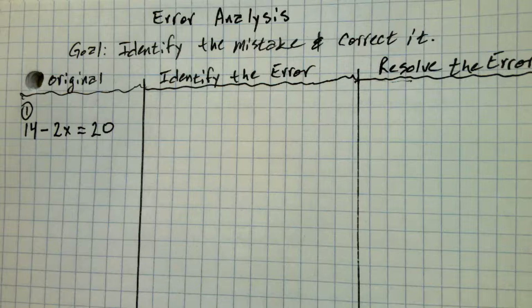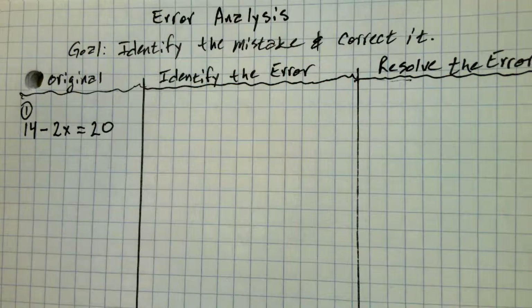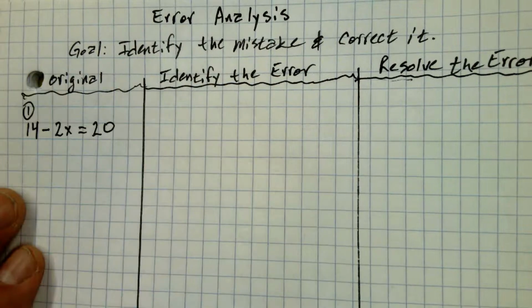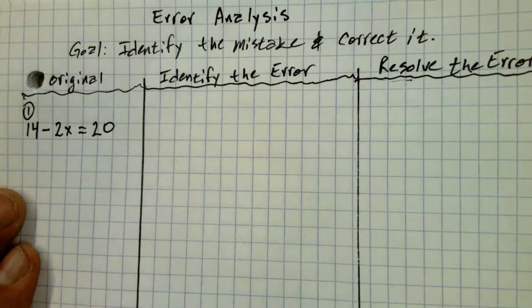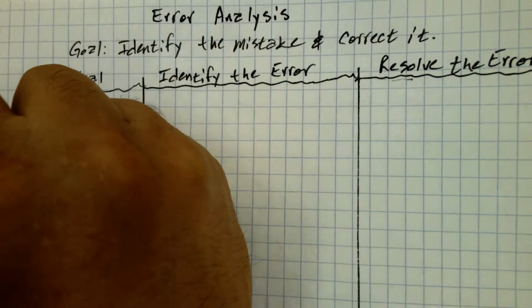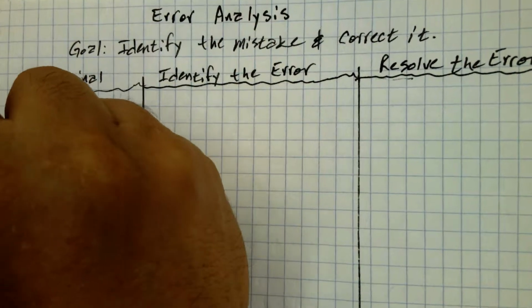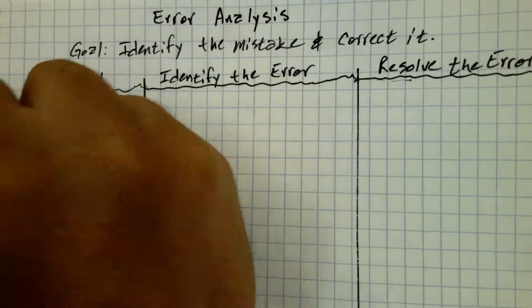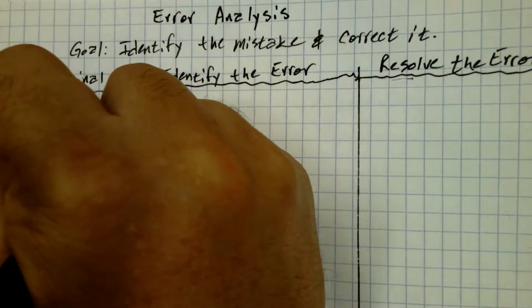Okay, so today we're going to identify some common errors and then correct them and answer the equation correctly. It's called error analysis. All right, so in the first one, I'm going to write down what they did to get their answer. And then from there, we won't be doing that. Let me show you.